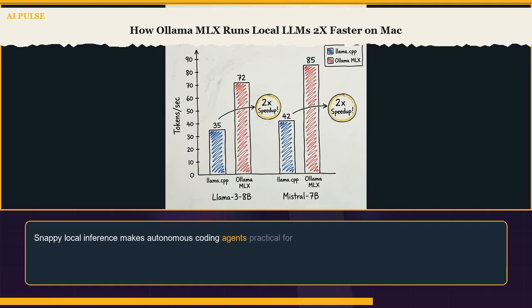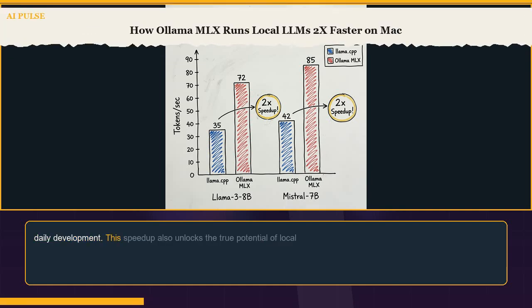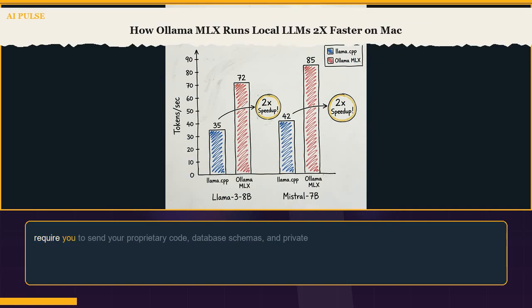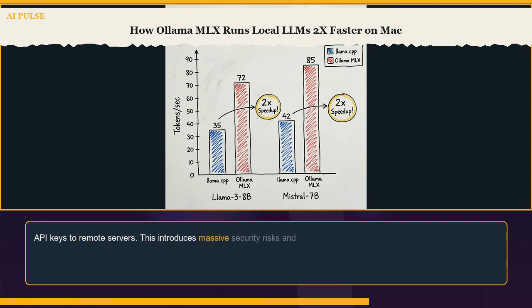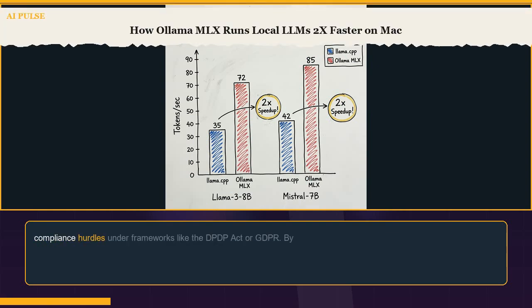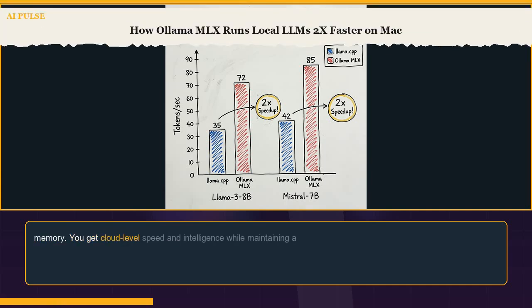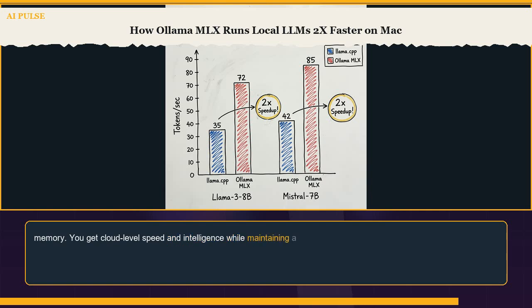This speedup also unlocks the true potential of local AI, which is data privacy. As illustrated in Slide 2, central cloud APIs require you to send your proprietary code, database schemas, and private API keys to remote servers. This introduces massive security risks and compliance hurdles under frameworks like the DPDP Act or GDPR. By running Ollama MLX locally, your data never leaves your Mac's unified memory. You get cloud-level speed and intelligence while maintaining a strict zero-trust posture, keeping your company's intellectual property completely secure from external data collection.